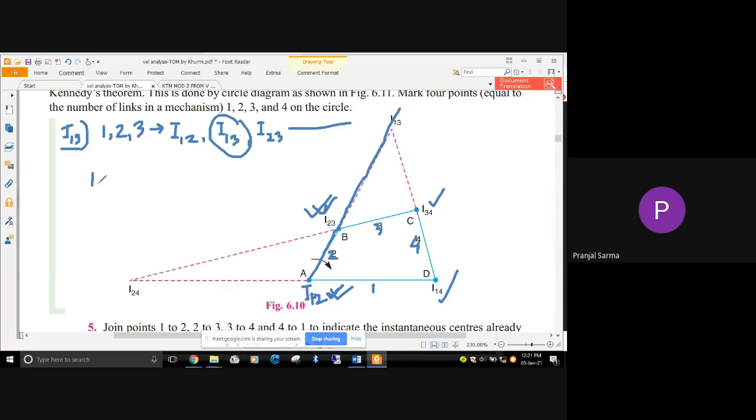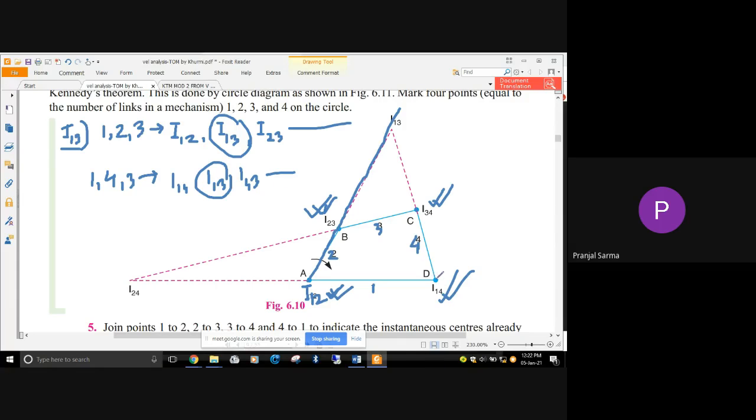Similarly, I can also consider these 3 links 1, 4, and 3. They have relative motion between them. So in that case, what are the instantaneous centers that I have? I'll have I14, I13, and I43 or I34, same thing. Once again, let's come to this particular figure. I14 is already located here. Similarly, I13 I need to find out. I34 is already located here. That means as per Kennedy's theorem, these three instantaneous centers should lie on the same straight line.